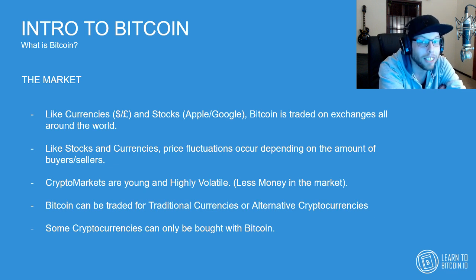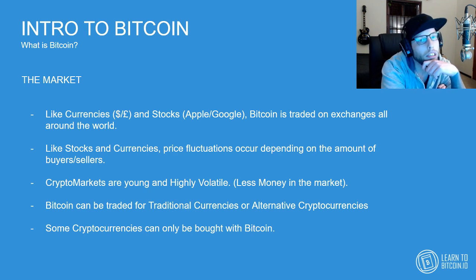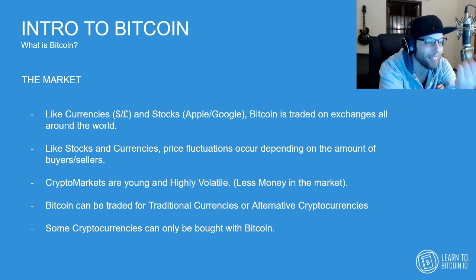Like stocks and currencies, the price fluctuations occur depending on the amount of buyers and sellers. So if there's more buyers than sellers, then the price goes up, and if there's more sellers than buyers, then the price goes down. And you end up seeing that.